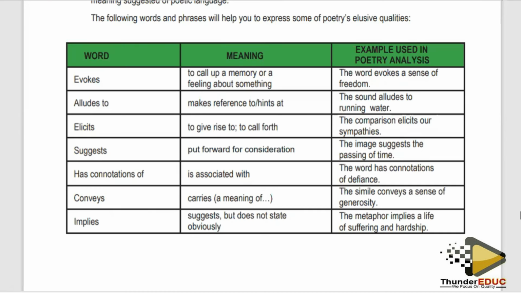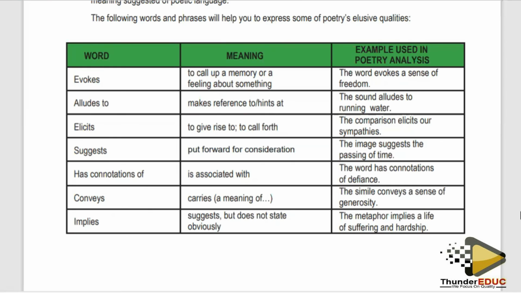When we say a word alludes to, we mean that it makes reference or refers to. So as a result, the sound of the running water, the trickling, alludes to the running water. So you're saying it refers to. Elicits is the next word. It's to give rise to, call forth.